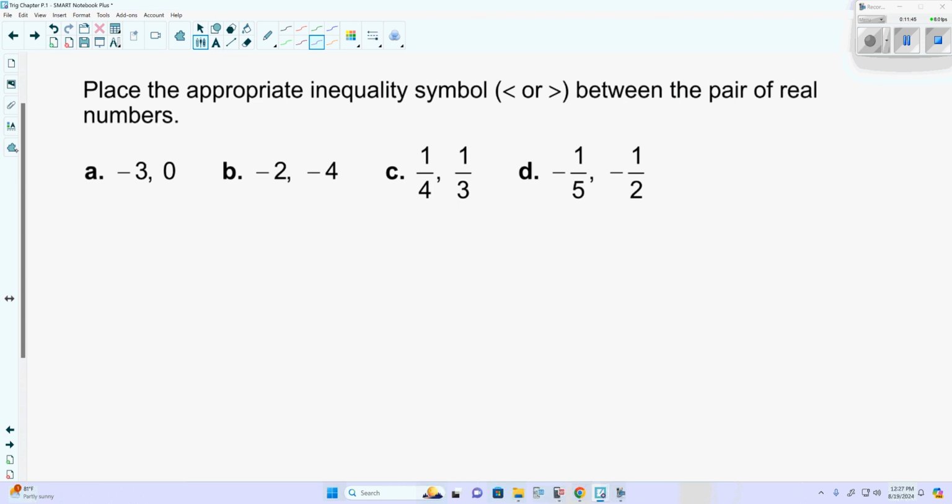All right, Cooper. You ready for this? Place the appropriate symbol, less than or greater than, between the pairs of real numbers. So -3 and 0, would it be? Laren. Yes. London. 1/4 less than 1/3. And Abby. -1/5 and -1/2.